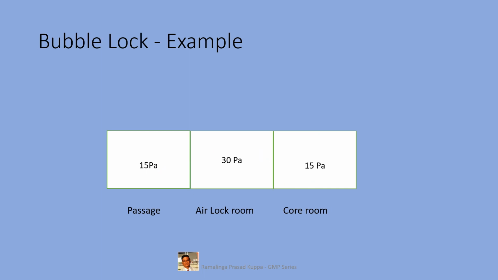Let us also see an example for bubble lock. As in the previous example, the passage, airlock room and core room are considered. In this design, the airlock room is maintained at higher pressure of 30 pascals, whereas the passage and the core room are maintained at lower pressure of 15 pascals. What is a bubble? When it leaks on to both the sides. Like if a bubble blows off, the air inside will push everything out. This design is similar to it.